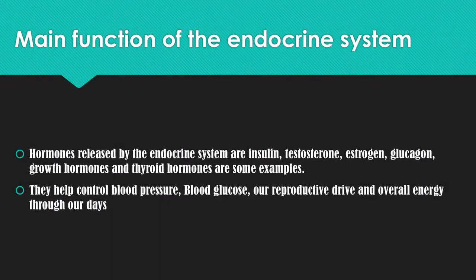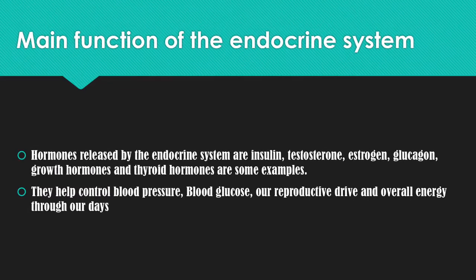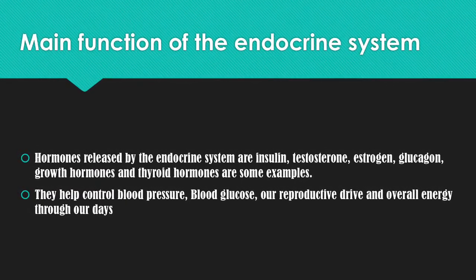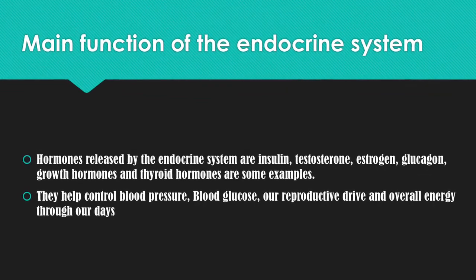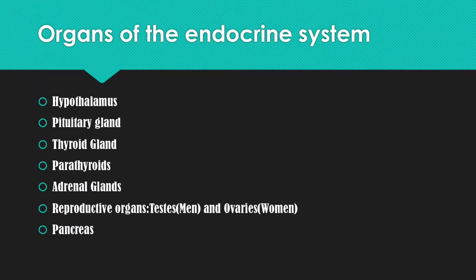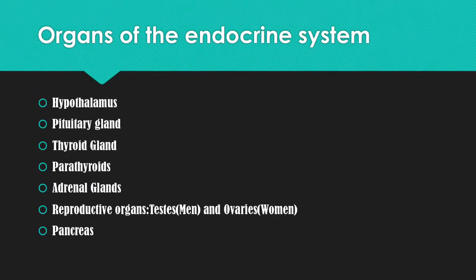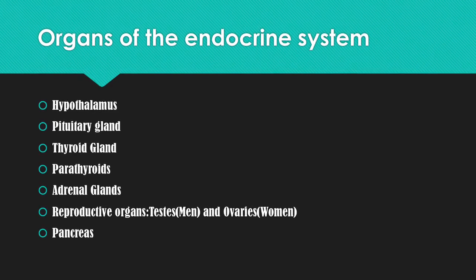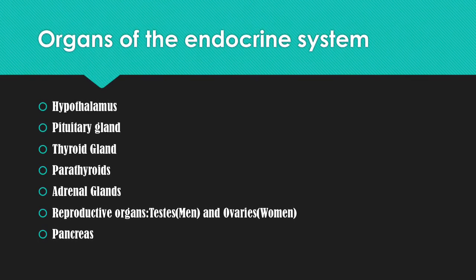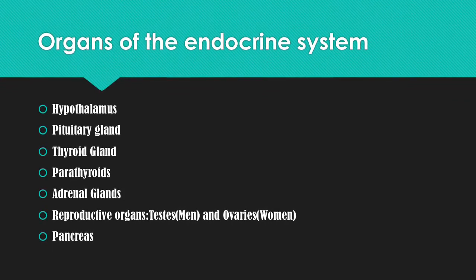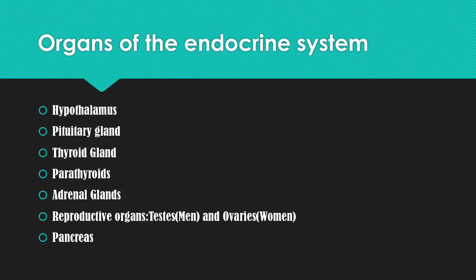Examples of the hormones released are insulin, testosterone, estrogen, glucagon, growth hormones, and thyroid hormones. They help control blood pressure, blood glucose, our reproductive drive, and our overall energy. The organs included in the endocrine system are the hypothalamus, pituitary gland, thyroid gland, parathyroids, adrenal gland, reproductive organs such as the testes and the ovaries for women, and the pancreas.